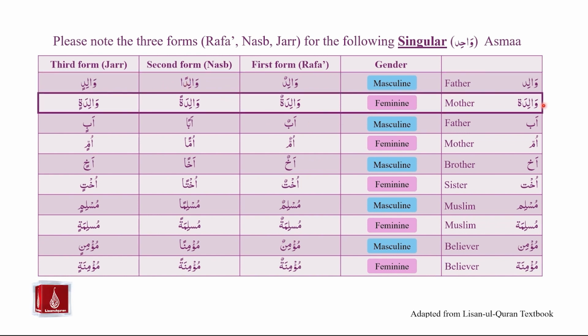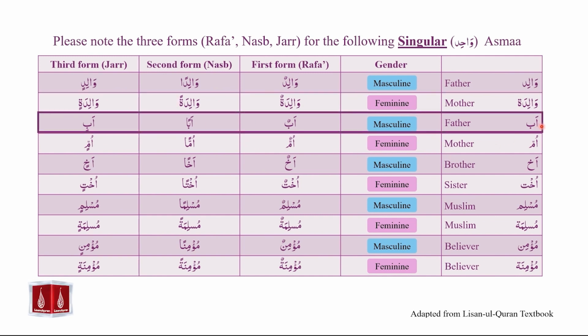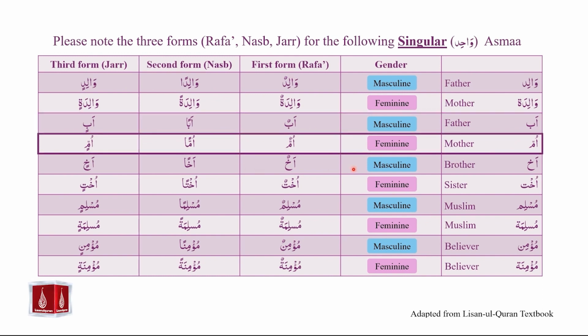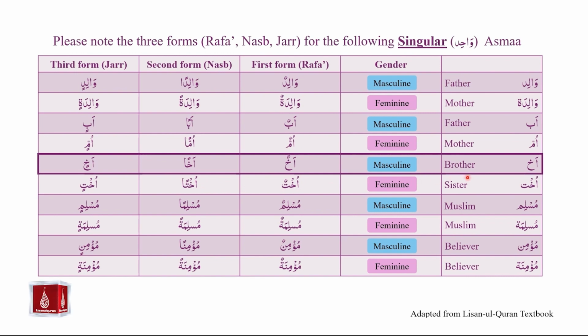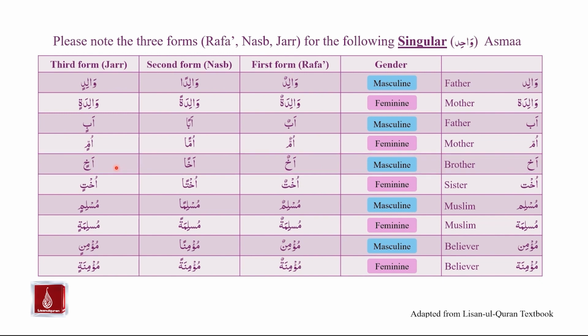Next, we have walida, which means mother. Walidatun, walidatan, walidatin. After gol ta or round ta, we don't need to add an alif. Ab, which means father. Abbun, abban, abbin. Umm, meaning mother. Ummun, umman, ummin. Akh, meaning brother. Akhun, akhan, akhin.